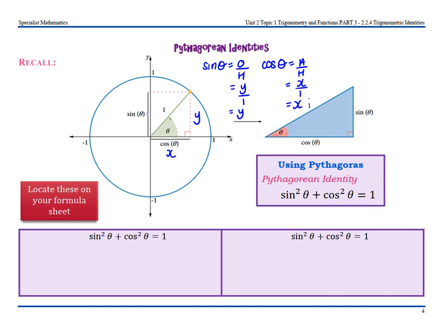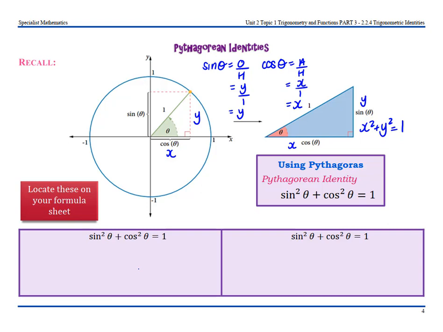And using Pythag, because we have a right-angled triangle and our hypotenuse is 1, and because we know that sine theta is y and cos theta is x, then we know that x squared plus y squared has to equal 1 due to Pythag. Therefore sine squared theta plus cos squared theta has to equal 1.